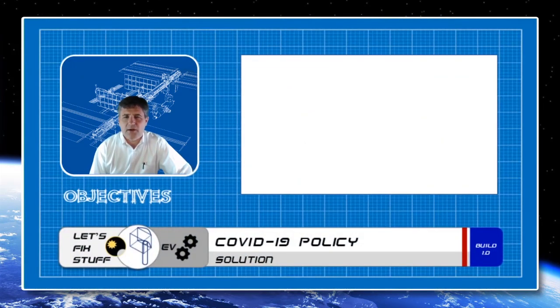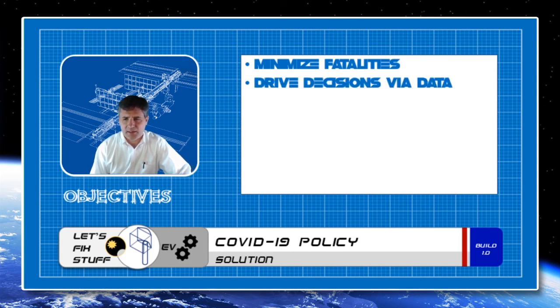All right, so what are some reasonable objectives for resolving the issues around COVID-19? First of all, I think everybody would agree that a primary objective would be minimizing fatalities. We want to protect the sanctity of life and minimize the likelihood that somebody would die as a result of COVID-19. In the wake of all the fear-mongering that's been done, I think people would welcome the idea of driving the decisions that are made regarding policies via the data, via the science.